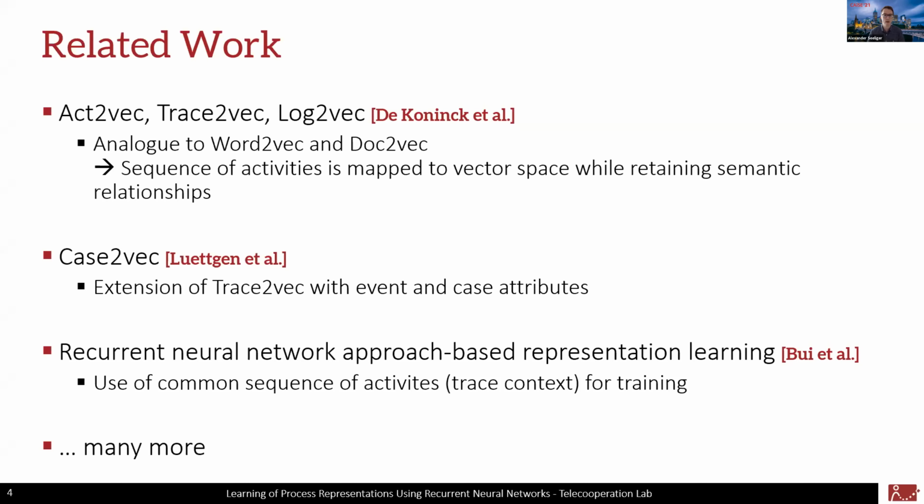But it has some drawbacks, which we'll see also in our evaluation later. And then there are also other works that are very similar to the ones I'm going to present in a minute, which are based on recurrent neural networks. Here the authors use some kind of common sequence of activities, which they call the trace context, and use this information for training.